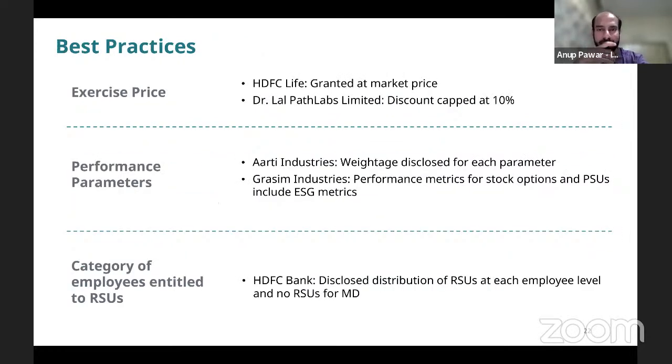These are some of the best practices that we've seen when it comes to ESOPs. HDFC Life always grants ESOPs at market price. So there is complete alignment with investors. So that typically goes through very easily.